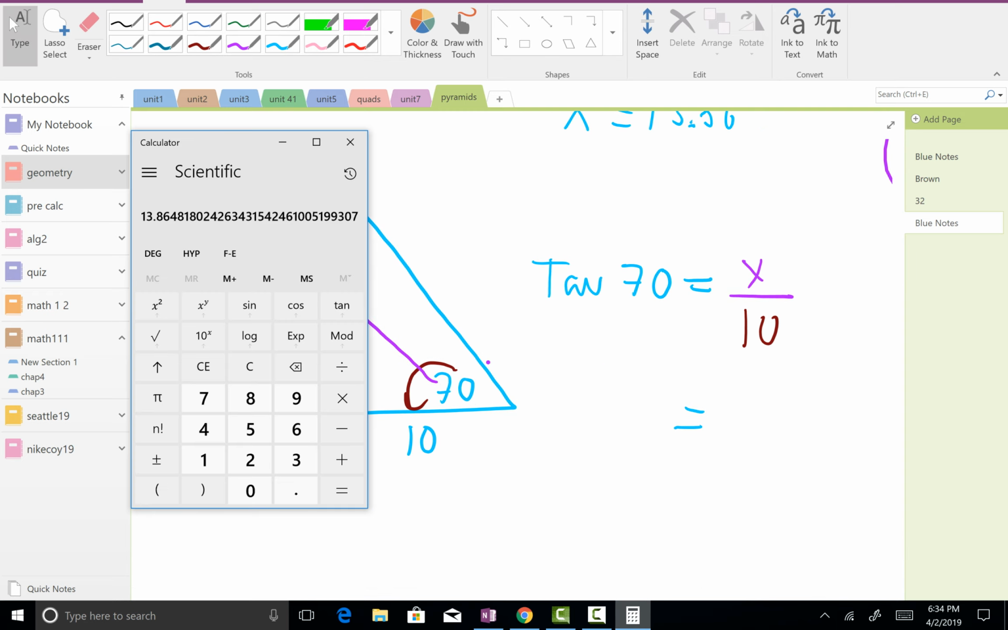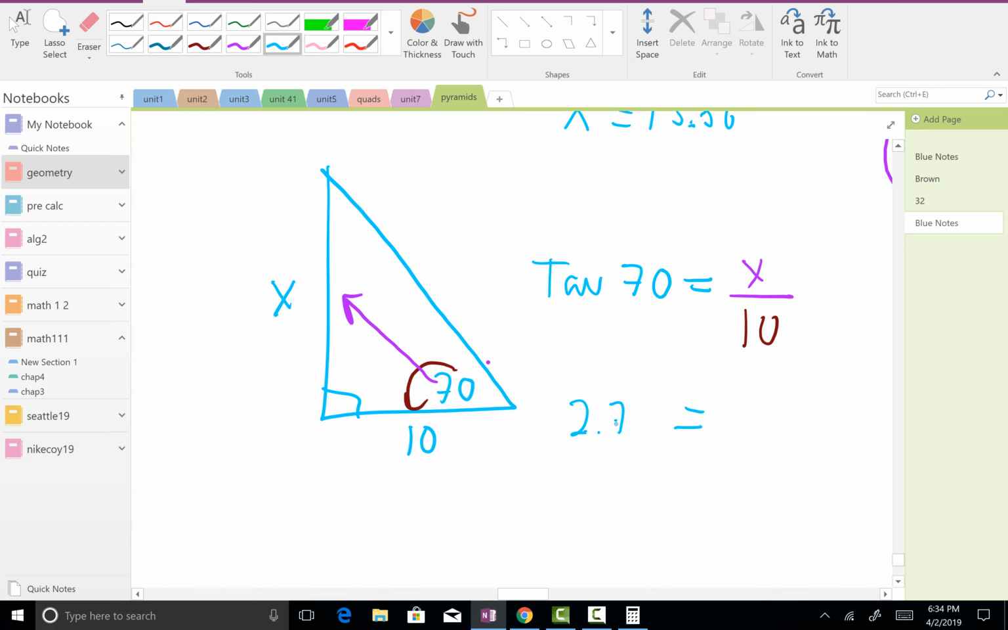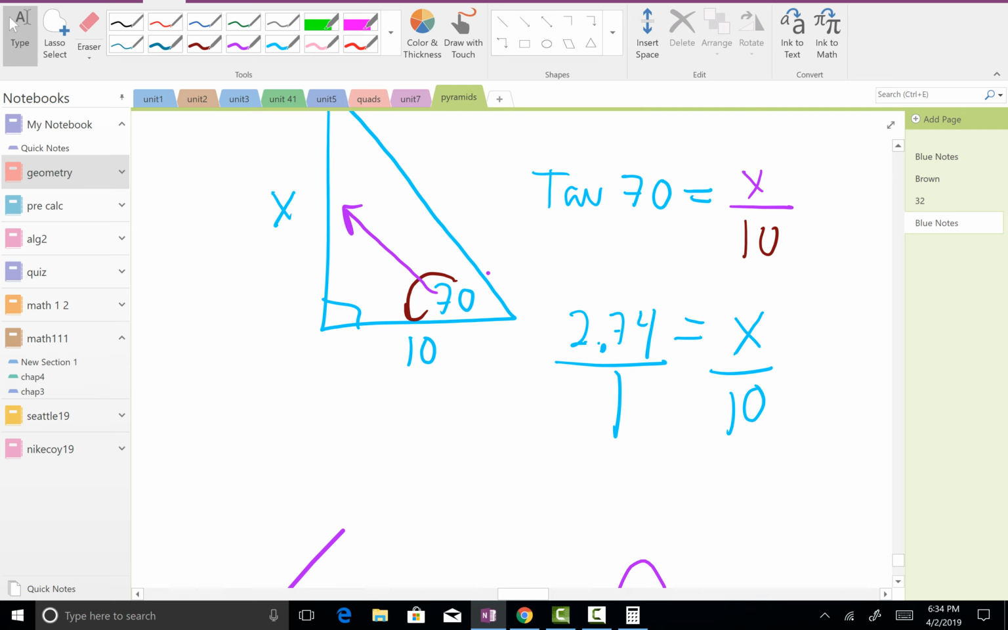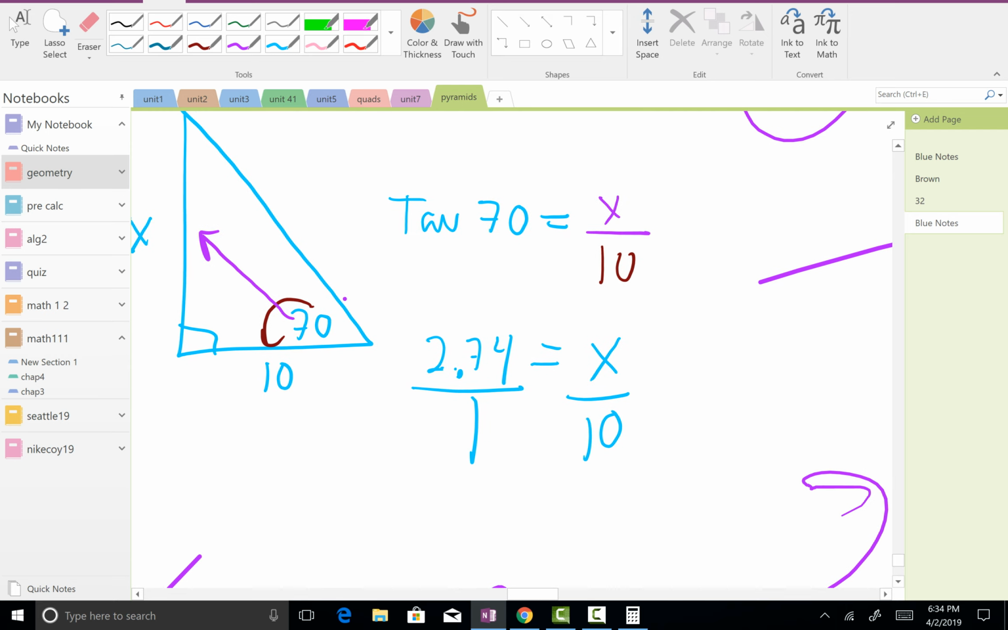Now I'm going to take my calculator, 70, tan, and I get 2.74. I always put it over 1, so 2.74 over 1 equals X over 10. And then we're just going to cross multiply again. So it's kind of the same thing as we did before.